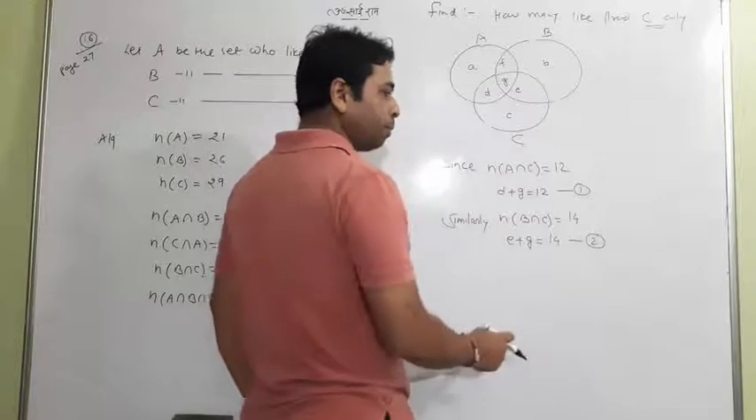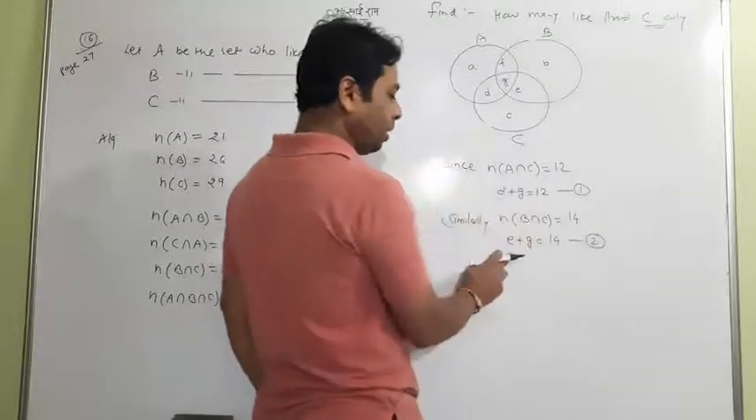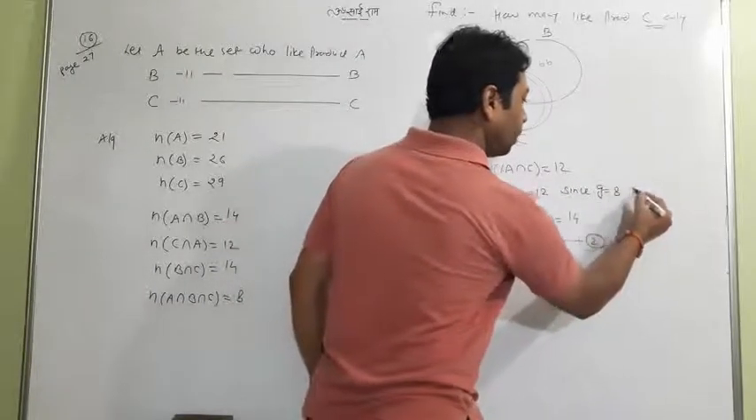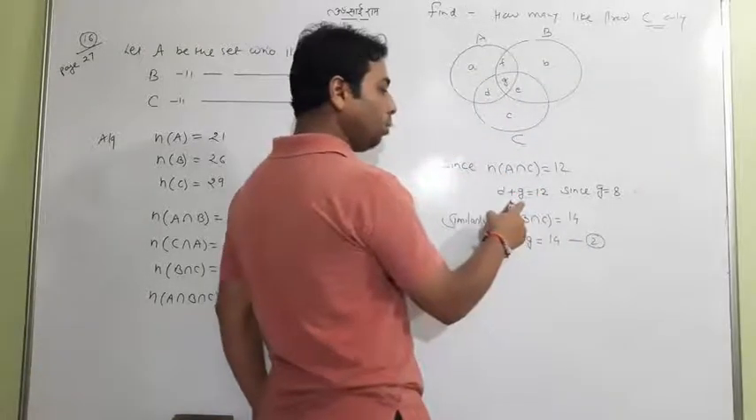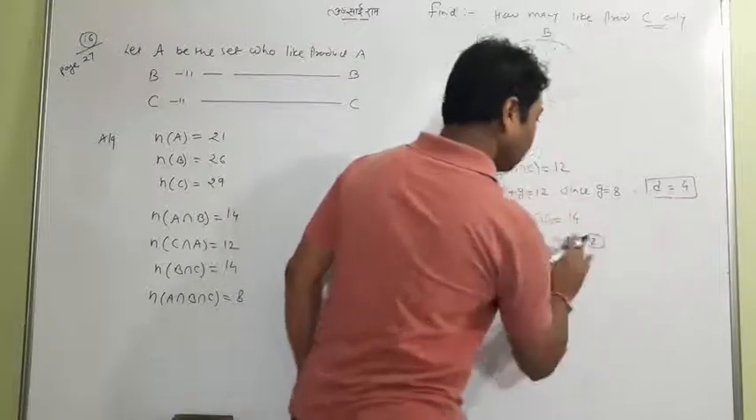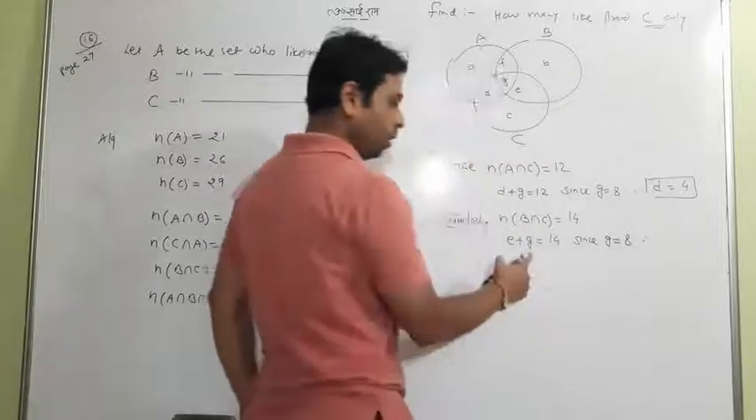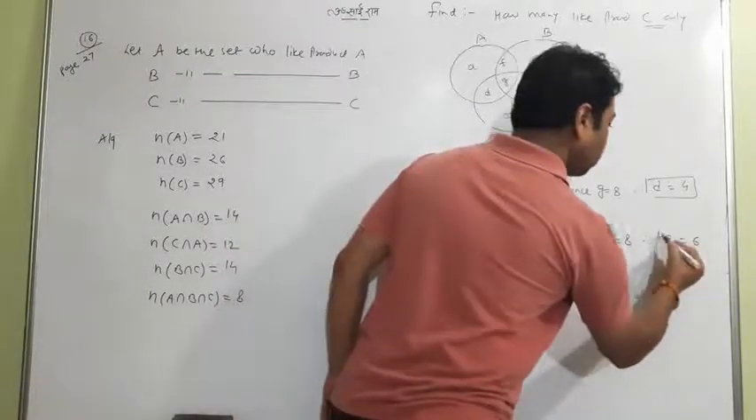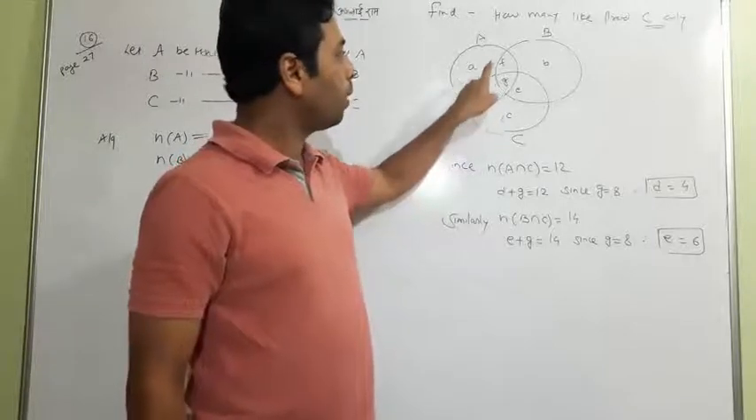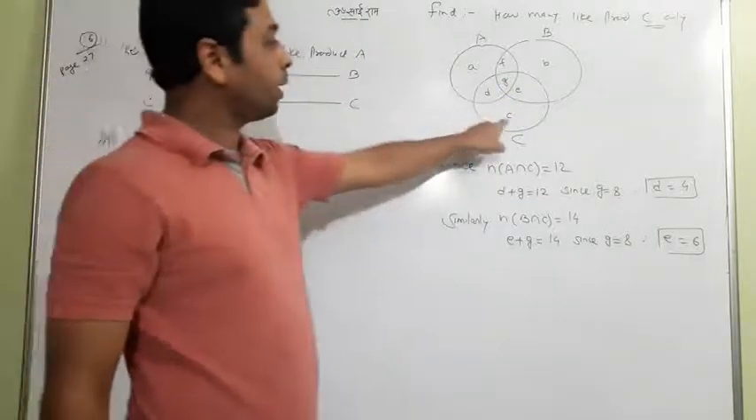You can also find D and E separately by putting G. Since G is equal to 8, we get D is equal to 4. Now, since G is equal to 8, here E is equal to 6. Hope, students, you have got the value of D, the value of E, and the value of G, which is 8. Now you want to find the value of C.